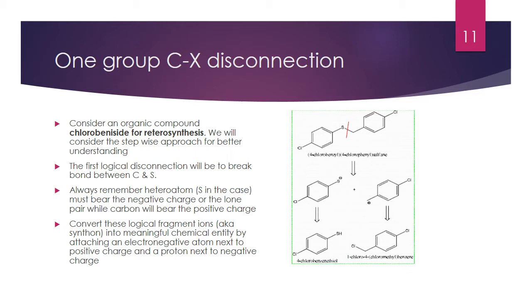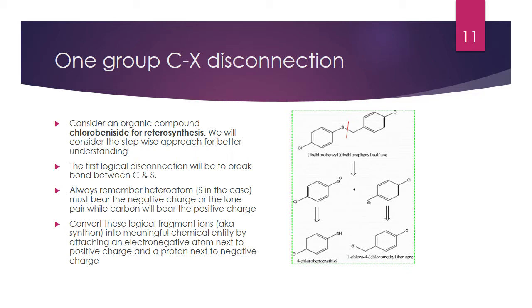So here we have the disconnection between sulfur and carbon. Again, by the rule, sulfur being a heteroatom should bear the negative charge. So here we have negative charge on sulfur and the carbon is positively charged. Next we have to convert them into useful fragments. Sulfur, which is negatively charged, should be attached with the proton, so here we have a thiol group, and the positively charged carbon should be attached with an electronegative atom. So here we are attaching chlorine. If you have to carry out the synthesis, these are your reactants.